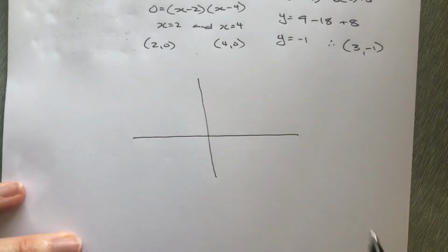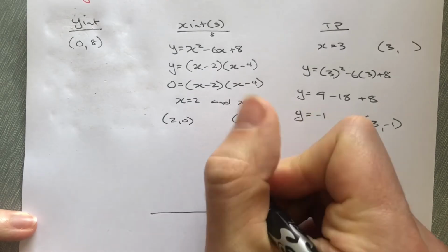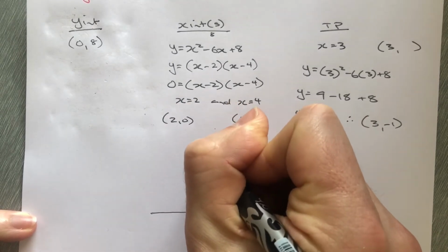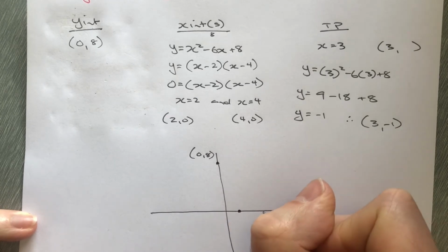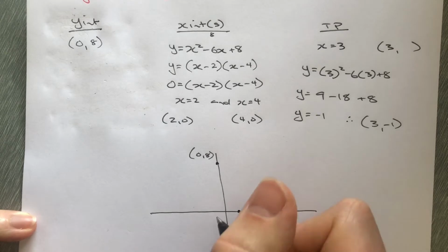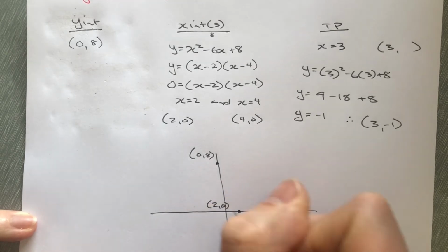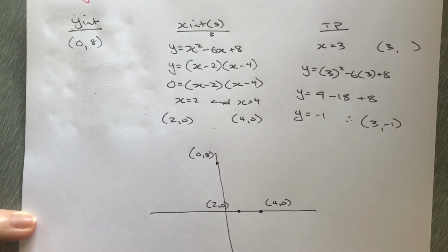Now it's okay if it's not completely perfect. Alright, our y-intercept is up here at 8. 0 and 8. Our x-intercepts are at 2 and 4. So 2 can be there, and 4 can be here. It's not perfectly to scale, don't worry too much about it. And there we go. We've got our x-intercepts.